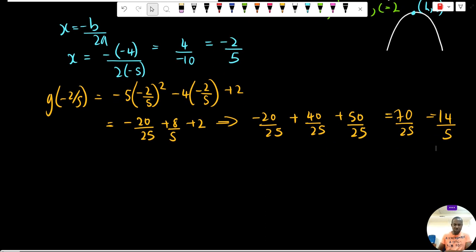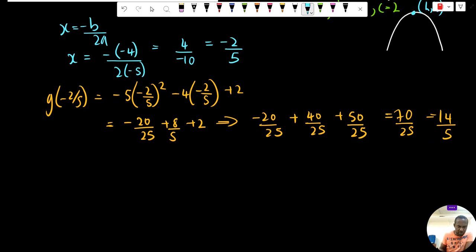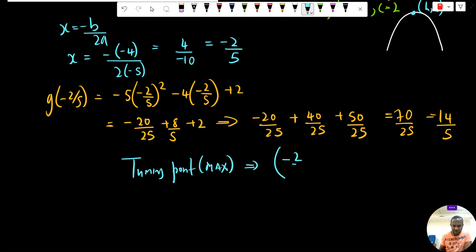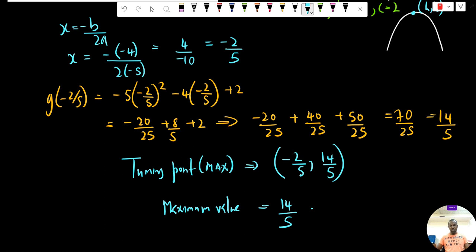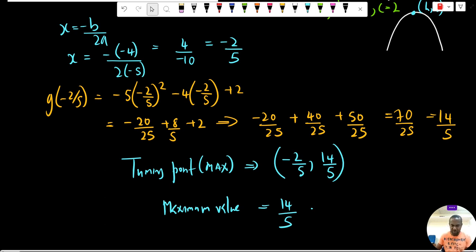And so the turning point, which of course is a maximum point, would be the point with coordinates negative 2 over 5, 14 over 5. And so therefore, there we have the turning point, and the value at the maximum point. Of course, we say that the maximum value would be equal to 14 over 5, right? So that is our otherwise method.